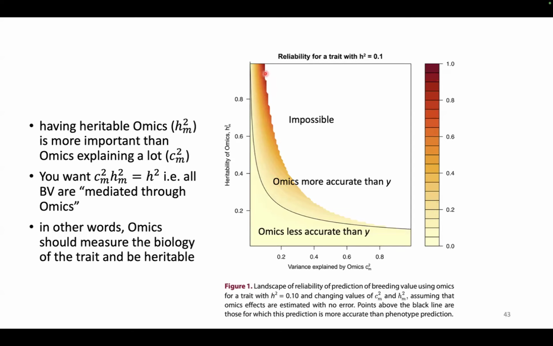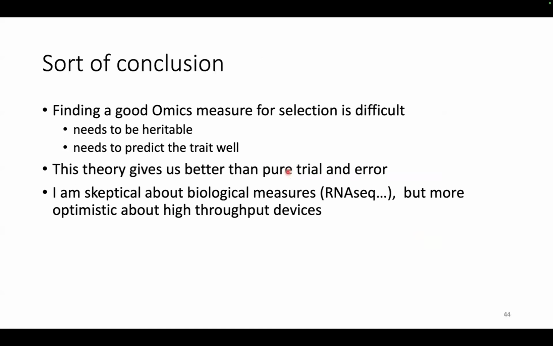So, for instance, a good point could be 20% of this C squared and almost 100% heritability, but it could also be here 0.3 variance explained by omics and 0.4 heritability. That also could be reasonable. So this is a sort of a conclusion.